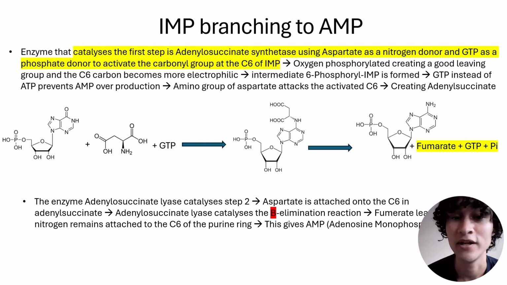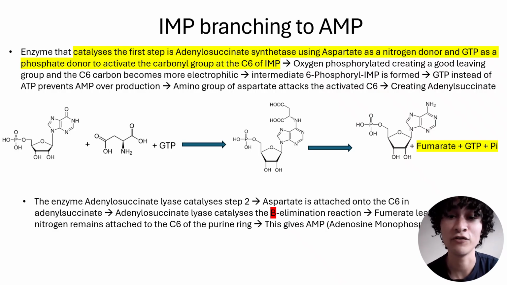Okay, so what's happening now? If you look at the hypoxanthine, the nitrogenous base which is attached to that IMP, inosine monophosphate, the nitrogenous base that is incorporated into that structure is hypoxanthine. It's got a carbonyl group on its 6th carbon.